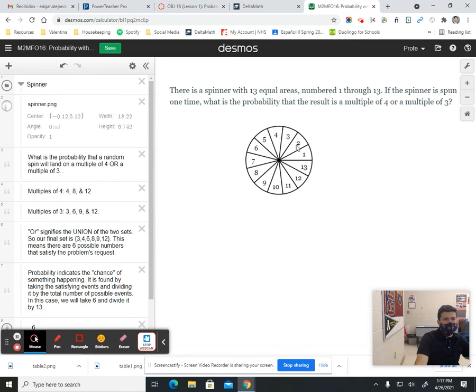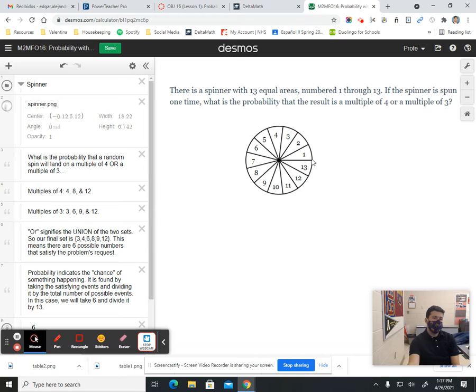Then the multiples of 3 are 3, 6, 9, and 12. That's 4 possibilities. So I had 3 possibilities and then 4 possibilities in the second one. However, one of them is shared. They both have 12, so I can't count 12 twice. Therefore, there are only 6 possibilities: 3, 4, 6, 8, 9, and 12.